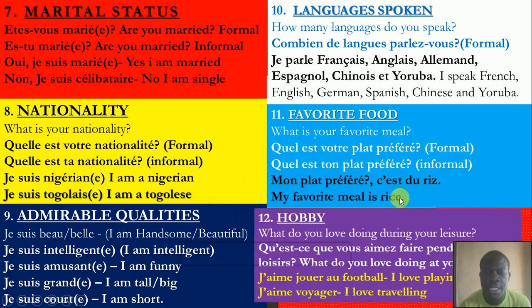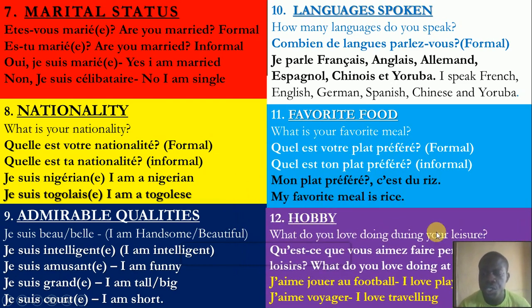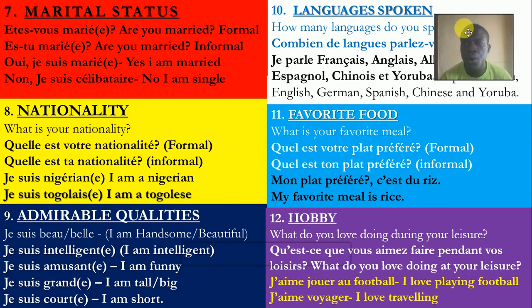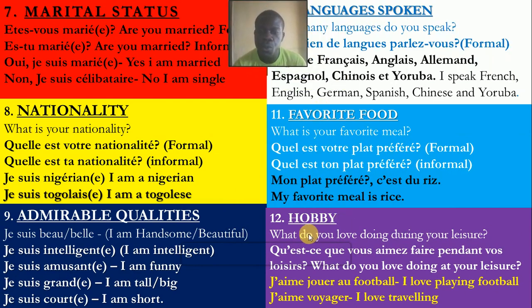And lastly, for this lesson, we'll be talking about number 12, which is hobby. Here we're going to learn what you love doing during your leisure, your free time. This is how to ask. You can say, qu'est-ce que vous aimez faire pendant vos loisirs? What do you love doing at your leisure?